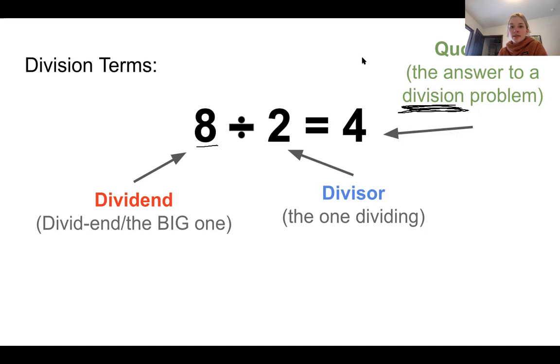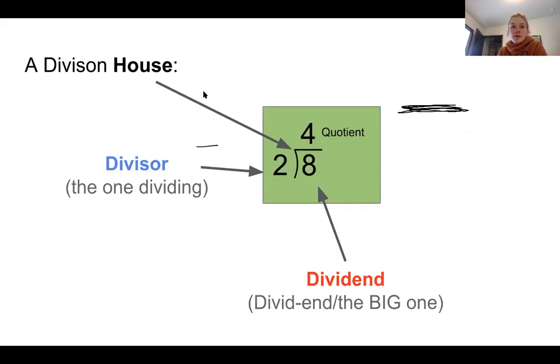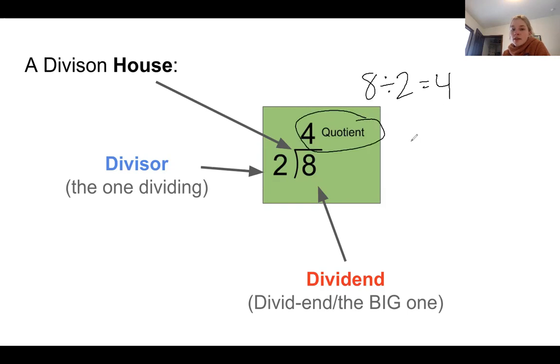All right. And here's a different format to look at. So we might also see this in a division house. And the house is like this little sideways L looking thing. And we have seen this in our division problems before. So that is called the division house. And then here's our dividend. That is the big number getting divided again. Our divisor, and then our quotient is sitting on top.